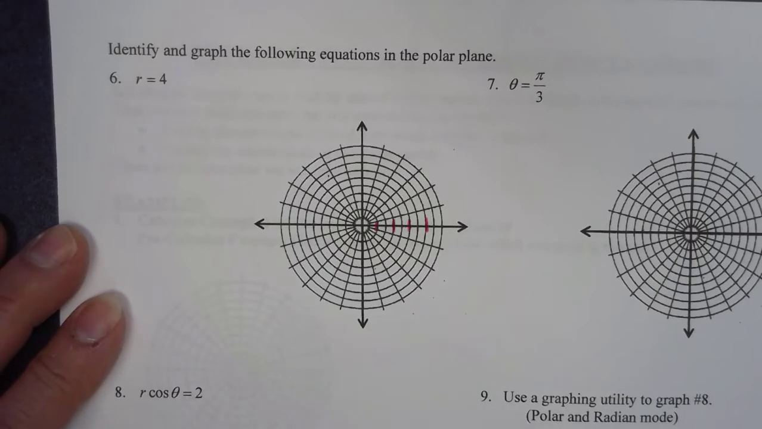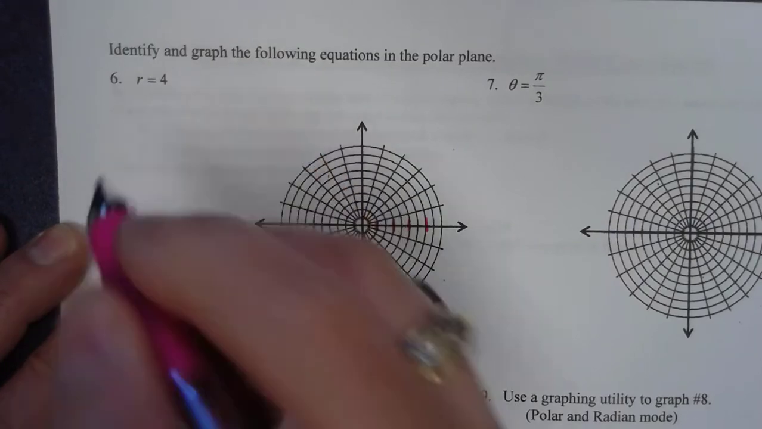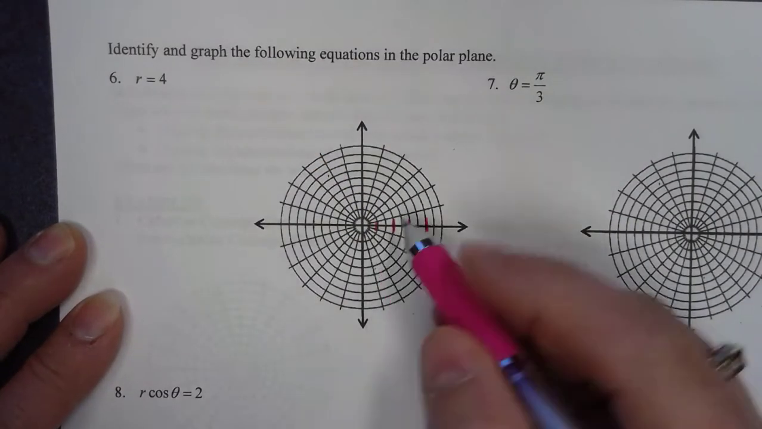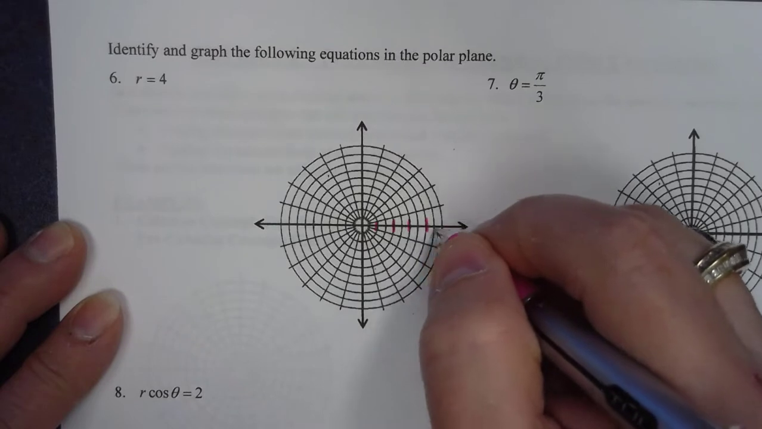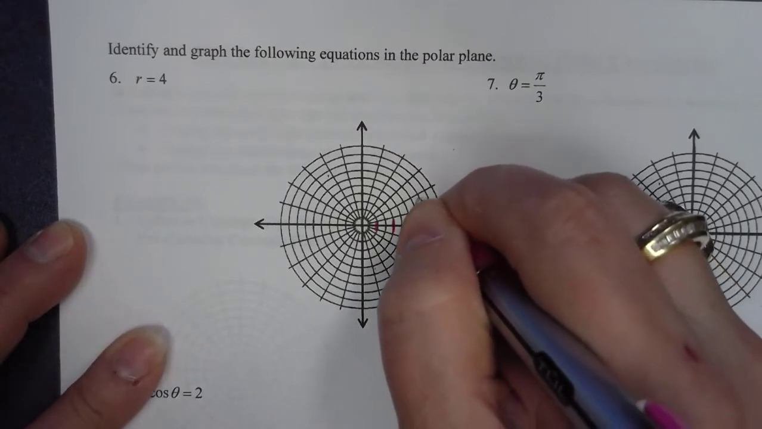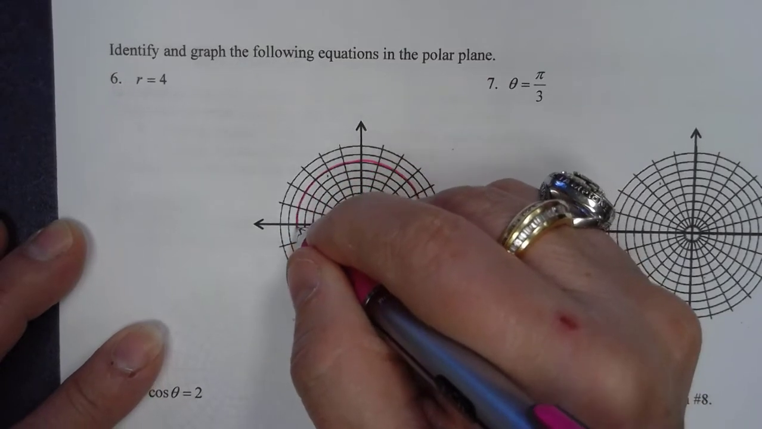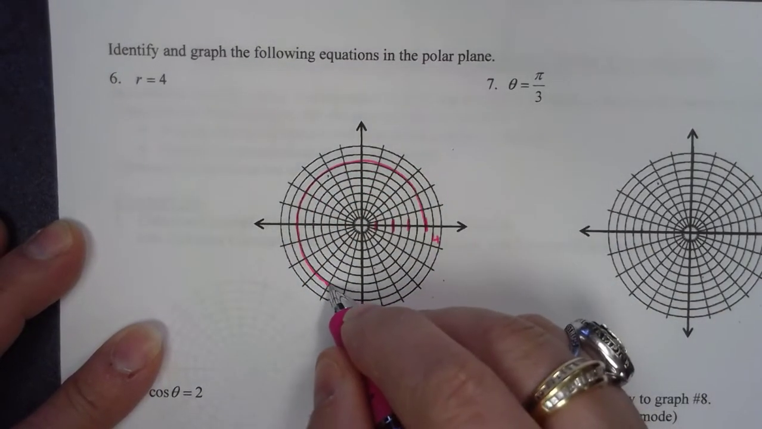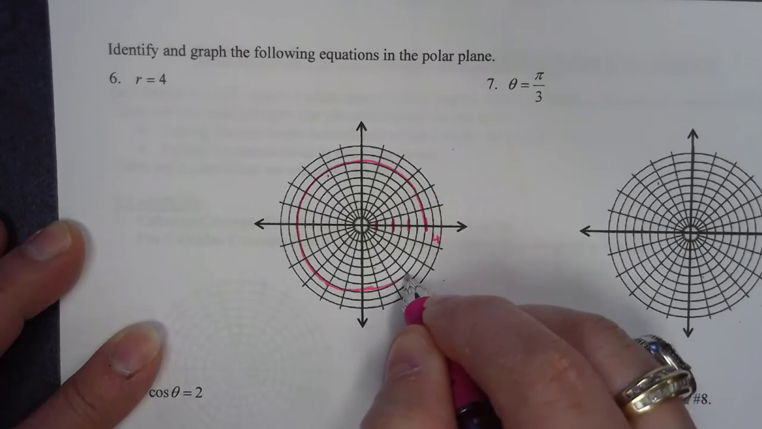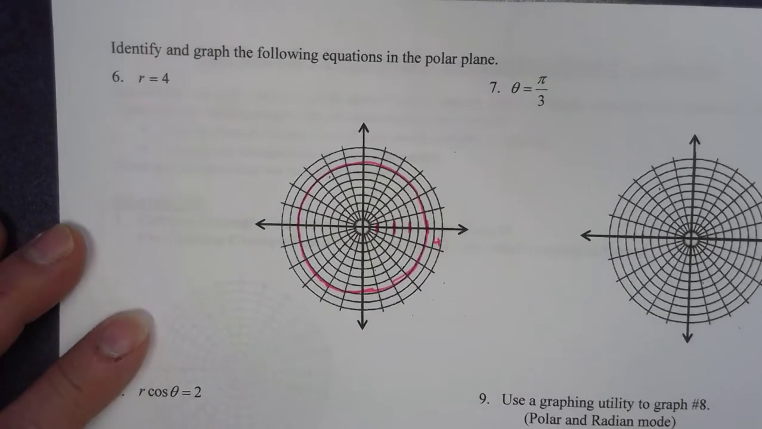How do we graph r equals 4? This is a circle with radius 4. So 1, 2, 3, 4. I'm going to let this be 4. So it is going to be every point that has a radius of 4 units away from the pole, which is what our origin is, the pole. There you go. There is r equals 4.